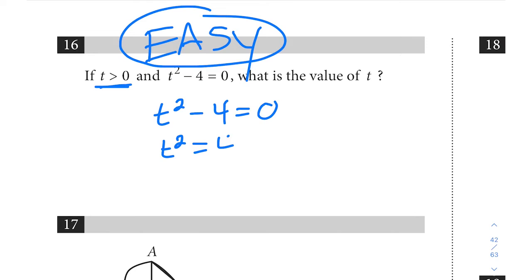So t squared minus 4 equals 0. Add 4 to both sides. We get t squared equals 4. And we take the square root of both sides. And we get t equals 2. And that's our answer.